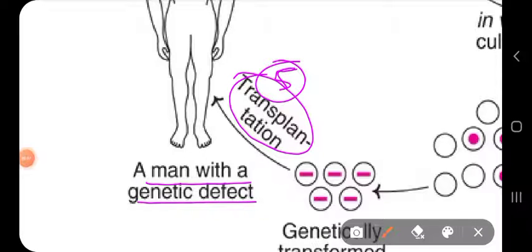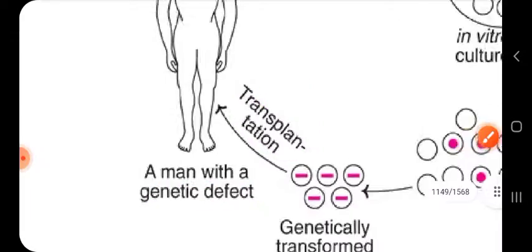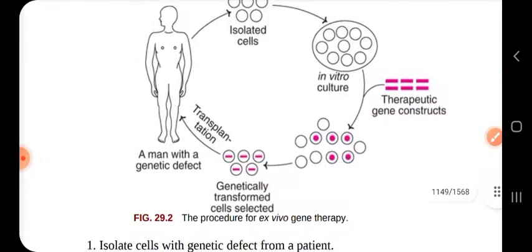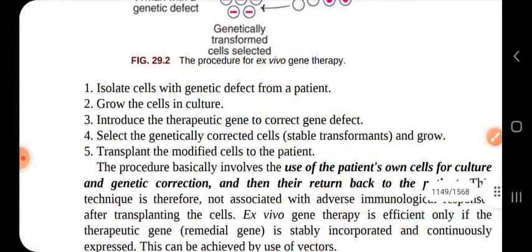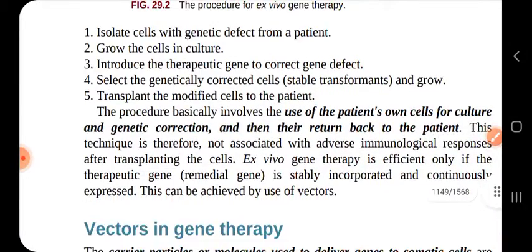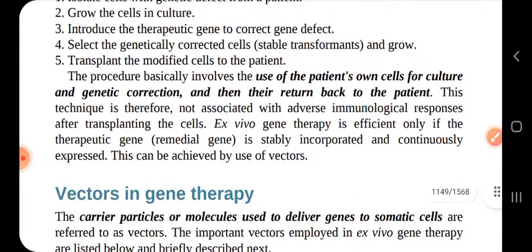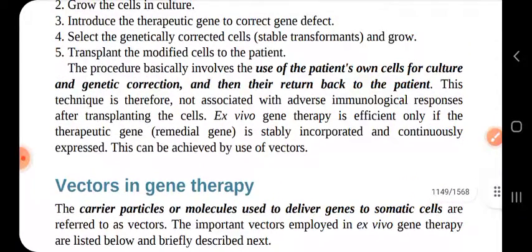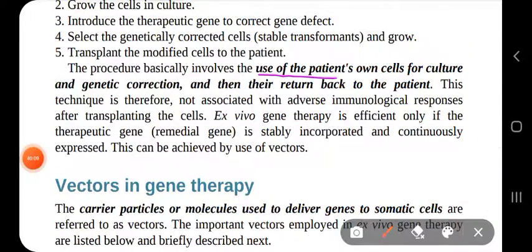The fifth point is this: we will transplant that modified cells into the patient. So this is all about your ex vivo gene therapy. All has been written here. Okay, now the main objective was that we are using the patient's own cells for culture. We do correction of that gene, and then we return that cells back to the patient again.